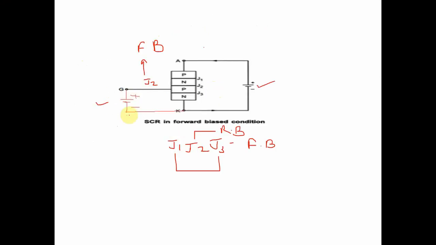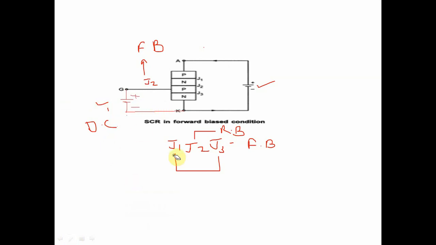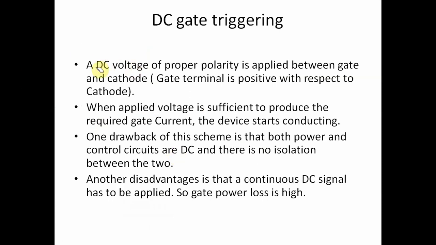This method is called the DC triggering method because the applied voltage is in the form of DC. Due to this DC triggering method, a DC voltage of proper polarity is applied between the gate and cathode.